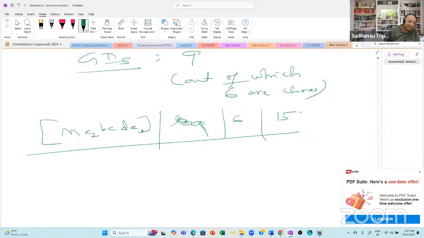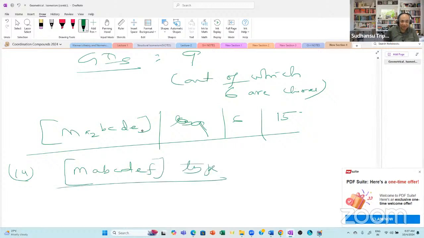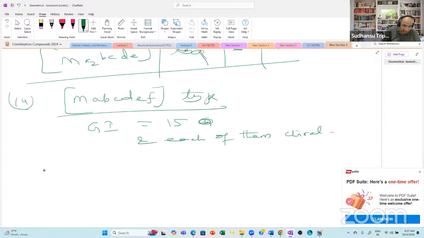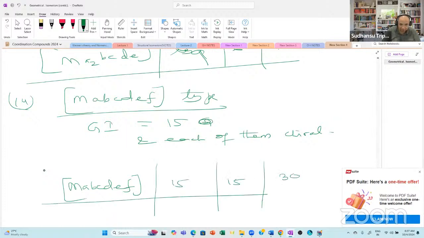Finally, this 14 type is M, A, B, C, D, E, F type. Now, this will have 15 GIs and each of them is chiral. Each of them is dissymmetric and chiral. So 15 plus 15, 30. So make in the table M, A, B, C, D, E, F. You write 15 here, 15 here, 30 here. Right? So it is 6:08.